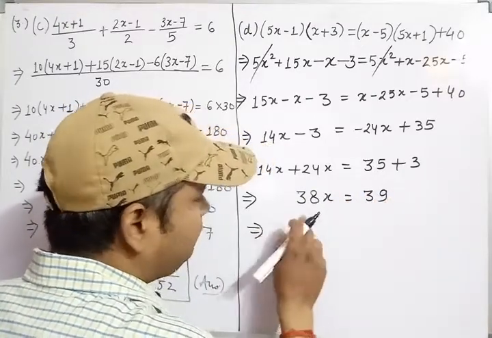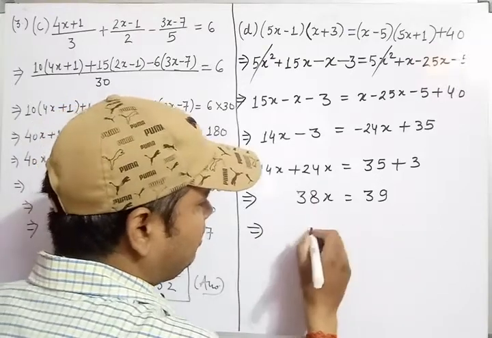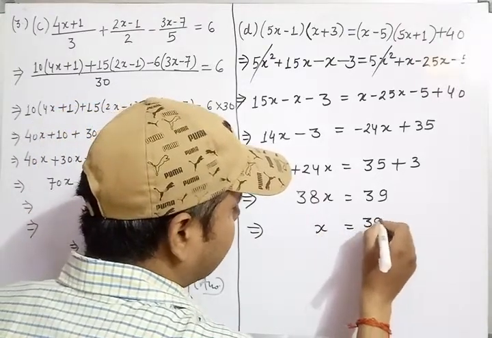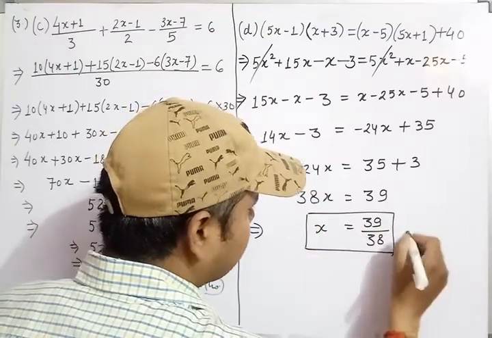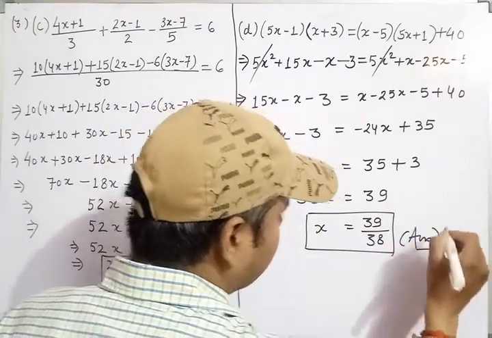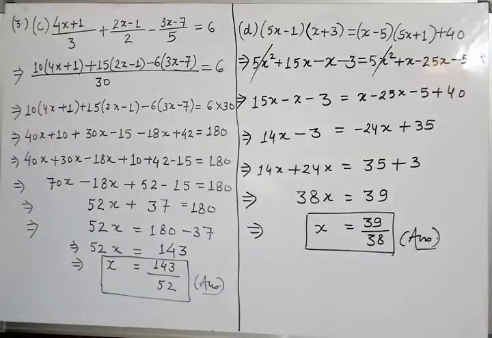Then again we have to shift this 38 to RHS. So we can write 39 upon 38, and this is the final answer.